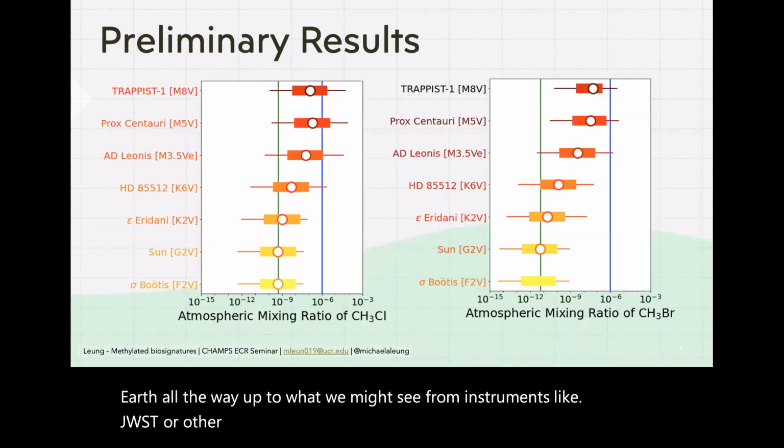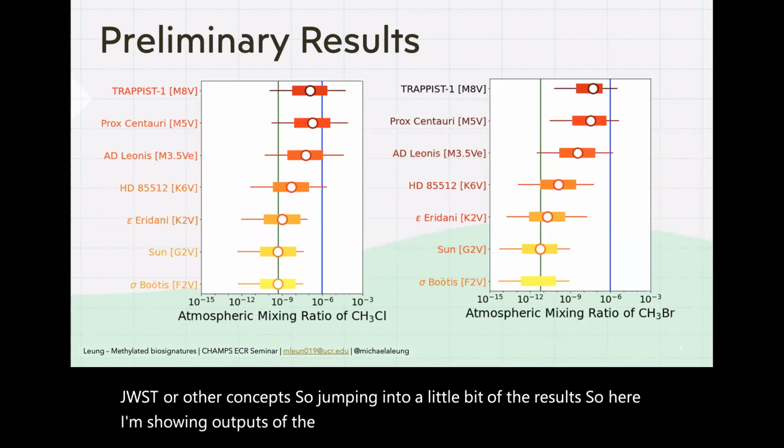So jumping into a little bit of the results. Here I'm showing outputs of the photochemical model for a number of different star types.